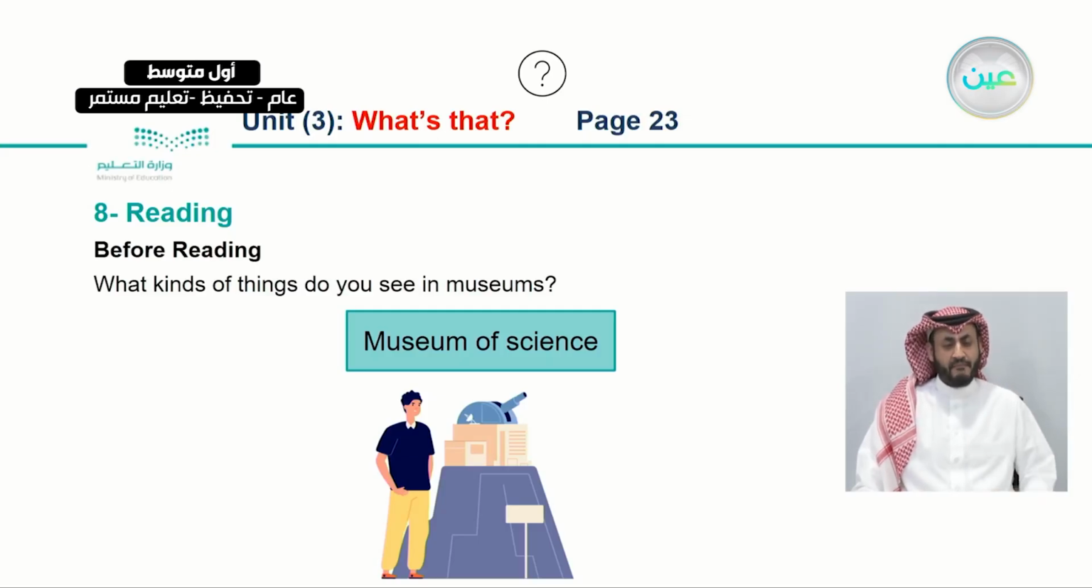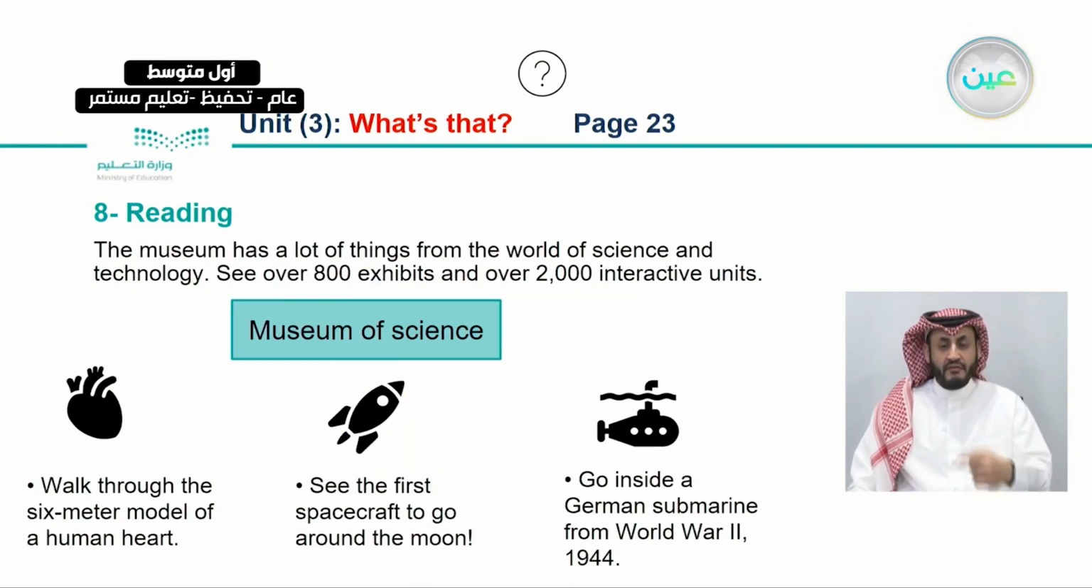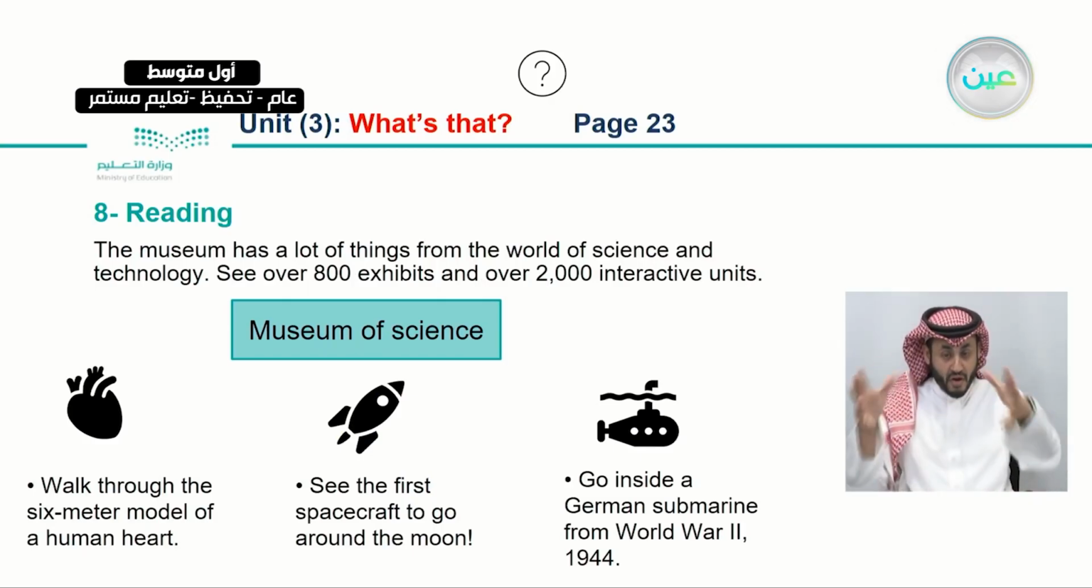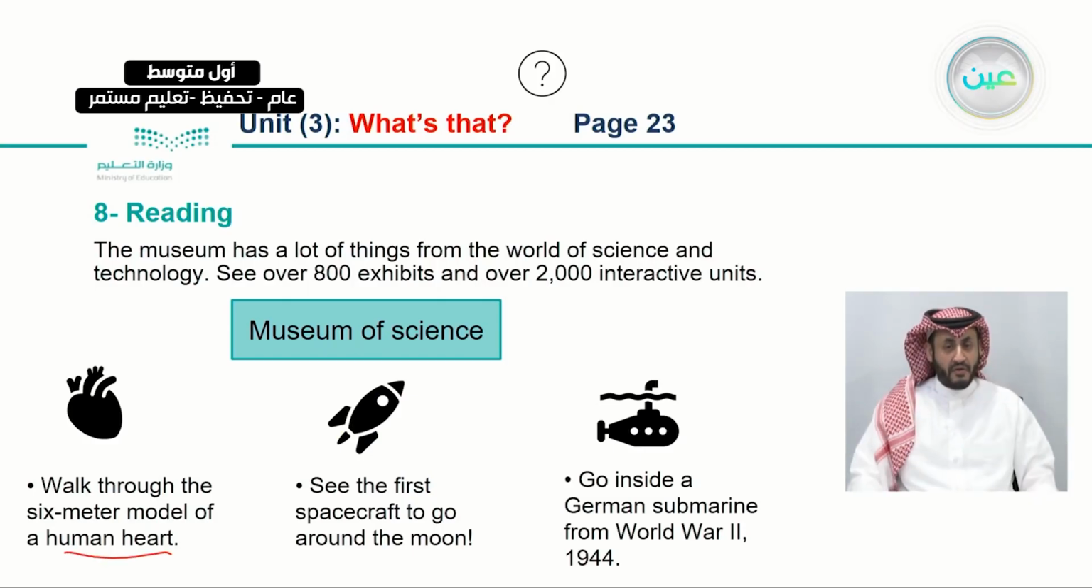In reading, we took a tour in a museum of science. It was one of my favorites during Unit 3. What kind of things do you see in museums? We were introduced to a walk-through 6-meter model of the human heart. It was very giant. See the first spacecraft to go around the moon. Go inside a German submarine from World War II, 1944. The museum has a lot of things from the world of science and technology.